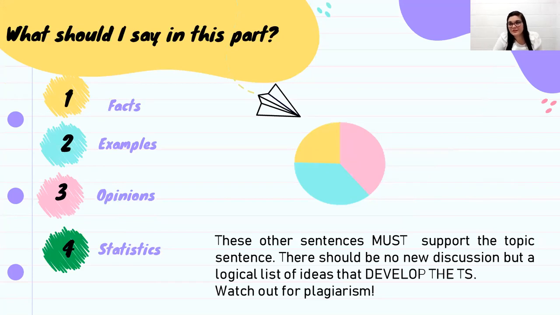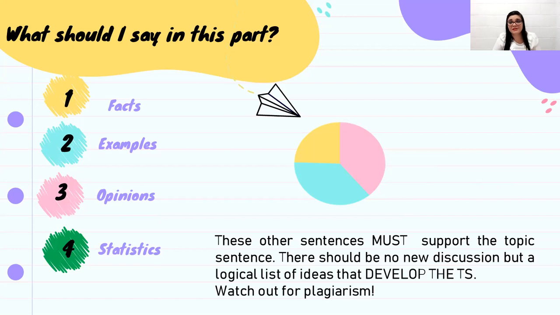What should I say in this part called the body of my paragraph? Well, here's the chance for you to include facts that you have found, examples, opinions, statistics, or other ideas that you have in order to develop your topic sentence. Here, you should be very careful because this explanation that you're providing will really develop the topic. Even though the topic sentence is very important, the body sentences explain the topic. These other sentences must support the topic sentence pretty well. There should be no new discussion, but a logical list of ideas that develops the topic sentence.